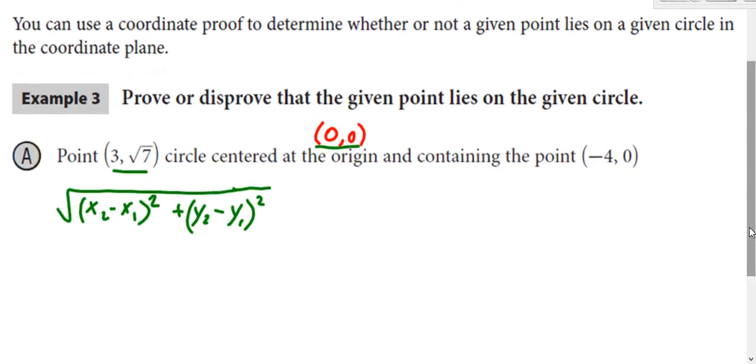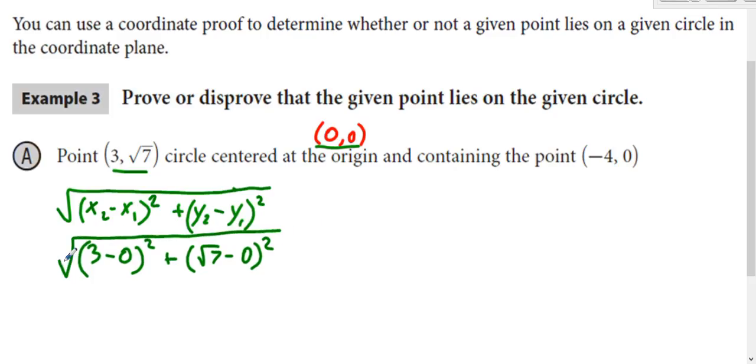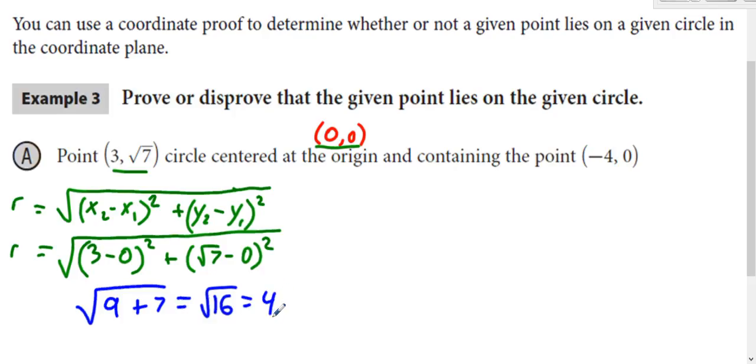We plug in the points that we know here. So we're plugging in 3 and 0 for our x's. And we plug in square root of 7 and 0 for the y. And this is going to tell us the radius. So 3 squared is 9. Square root of 7 squared is 7. So that's square root of 16, which is 4. So the radius is 4.